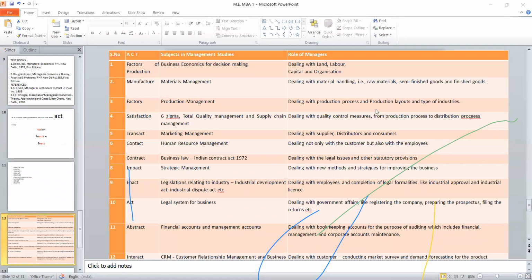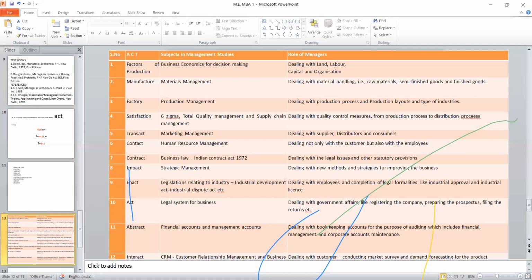Then enact. In that particular year, it is an elective subject like the Industrial Development Act, Industrial Dispute Act, and all the legislation it deals with. Definitely, without legislation, it is not possible to run the business. And finally, I'm giving one more, act. Act means all the legal system of the business will come under this particular keyword.